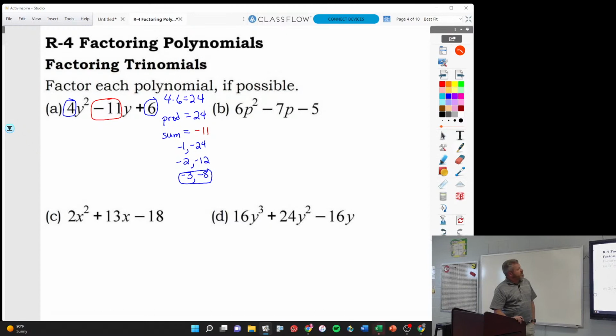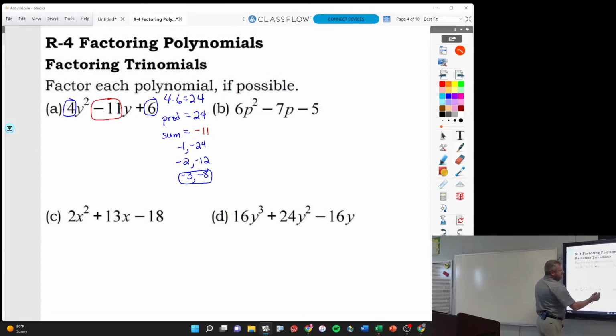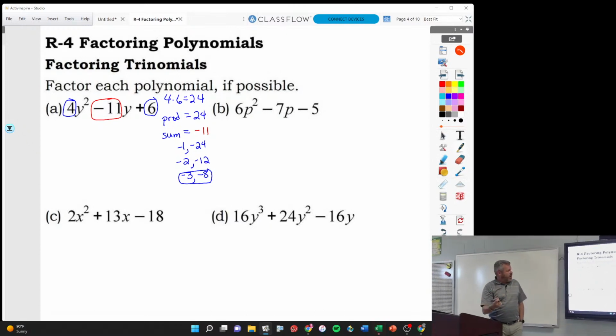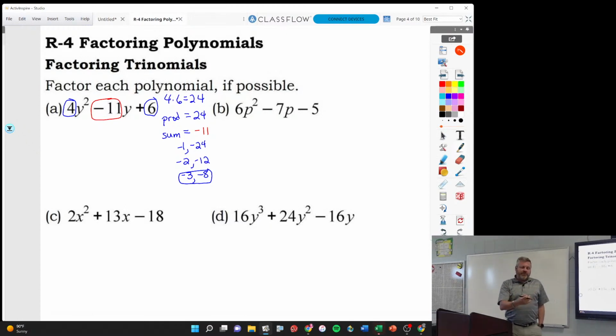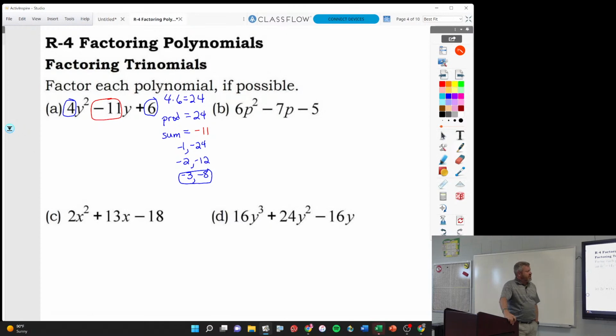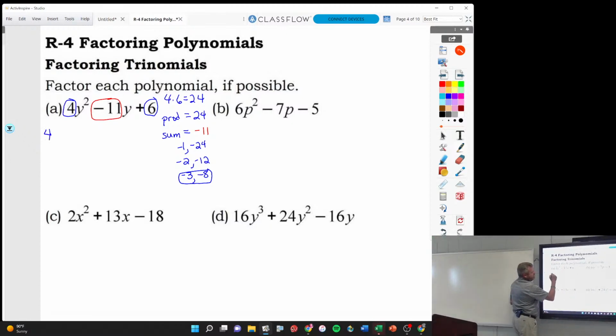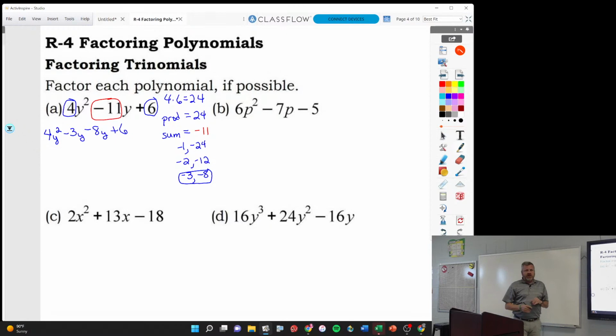So what I'm going to do now is rewrite that problem of 4y squared minus 11y plus 6. And the way I'm going to do it is I'm going to use this negative 3 and negative 8 and break this negative 11 into two pieces. Instead of writing negative 11y, I'm going to write negative 3y and negative 8y. Now the question comes, which comes first, the negative 3 or the negative 8? And the answer is simple, it doesn't matter. So either one. So to rewrite that polynomial, 4y squared minus 3y minus 8y plus 6. And if you'll notice, if you combine like terms, you're going to get back to the problem we started with.